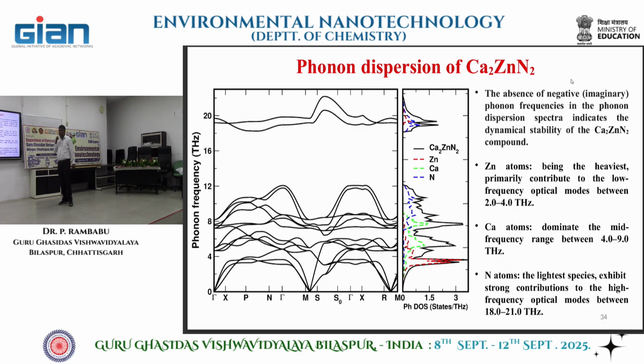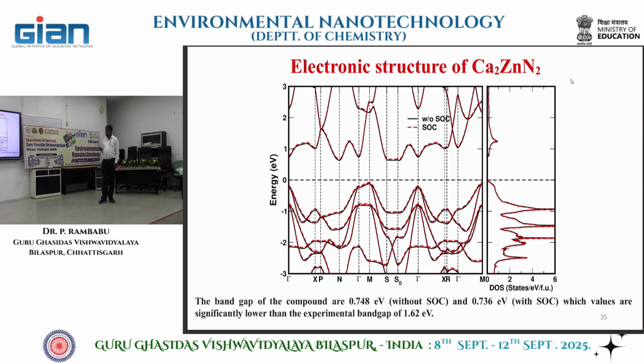And if you see here, we have only 3 atoms, calcium, zinc, and nitrogen. Nitrogen is light mass, so it oscillates with high frequency. Similarly, compared to these ones, zinc is a heavy atom, so zinc is oscillating here, since it has heavy mass. So which atoms contribute in which region to what kind of vibrational modes will be known from this phonon dispersion. Then I have calculated the electronic structure of this compound.